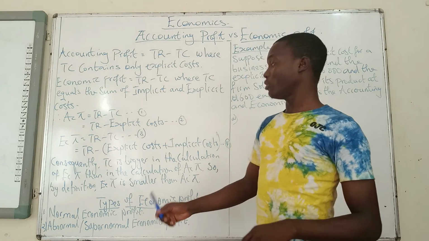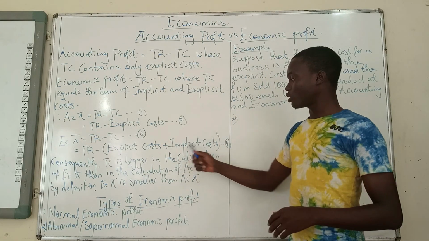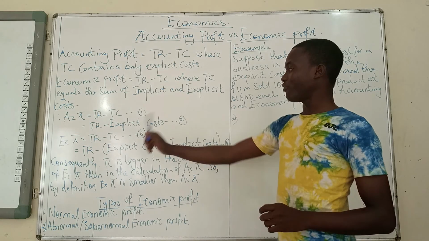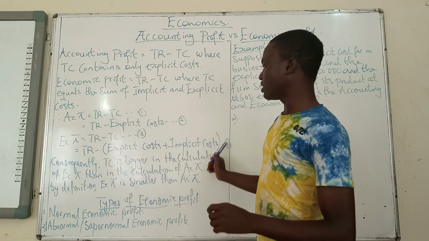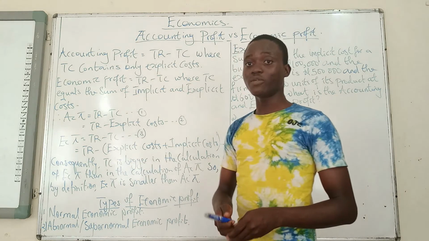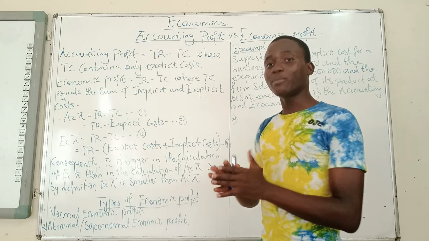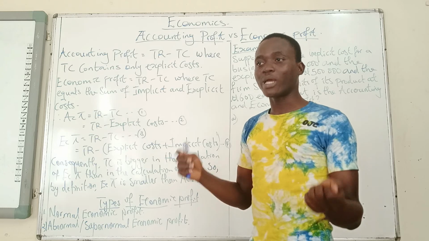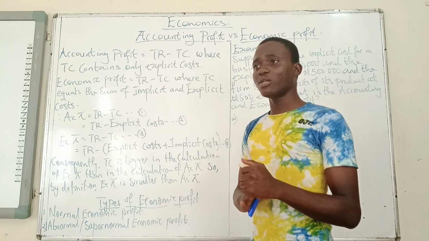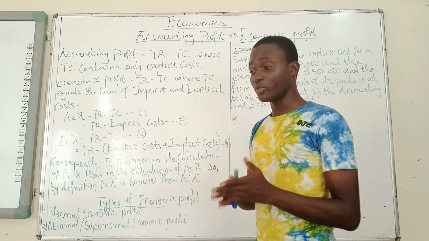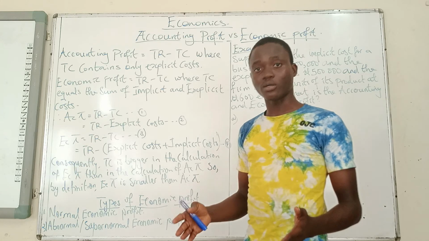Explicit cost will be 400 million, and implicit cost will be 100 million. So 400 plus 100 is 500, and 500 minus 500 will give you 0. So that's normal economic profit. The firm is at its break-even point. So economists tell us that it is not making profits and it is not making a loss.